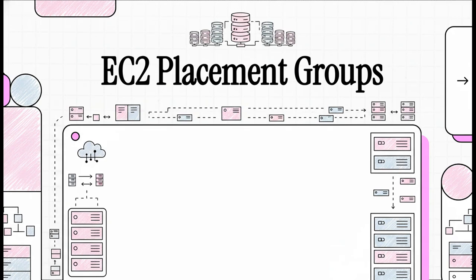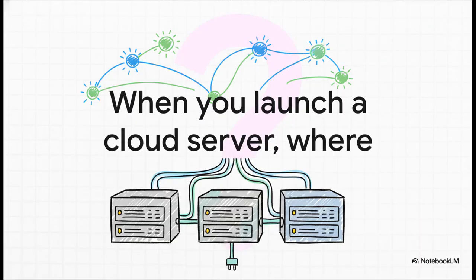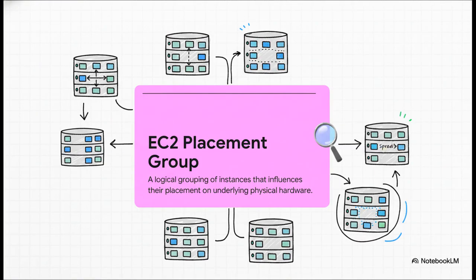Okay, so you spin up a server in the cloud, but where does it really live? Let's talk AWS placement groups. Right, it's on some physical hardware, sure, but you actually have way more control than you might think. And that control? It's called an EC2 Placement Group. It lets you tell AWS how to place your instances.